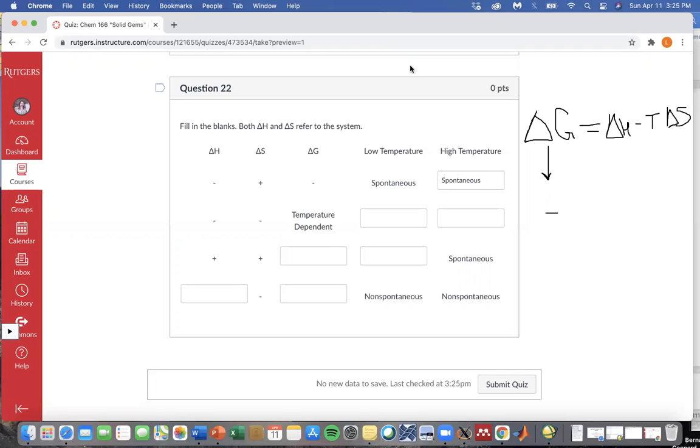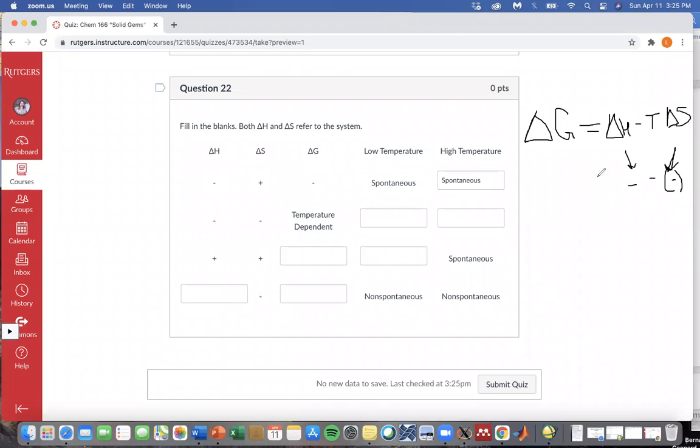Okay. So now we have a little bit harder. We're given our delta H is negative and our delta S is negative. And so our delta G is actually temperature dependent. And so is the process going to be spontaneous at a high temperature or at a low temperature? This is negative, and then we'll be subtracting another negative. So would you want this number to be big, or would you want it to be small? Big.